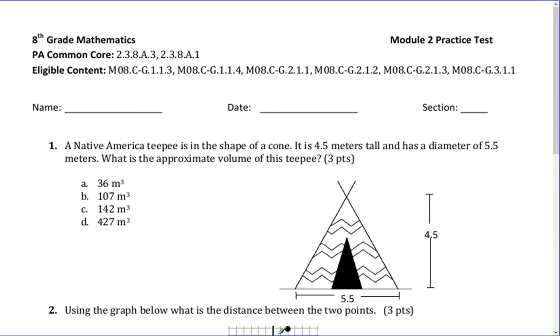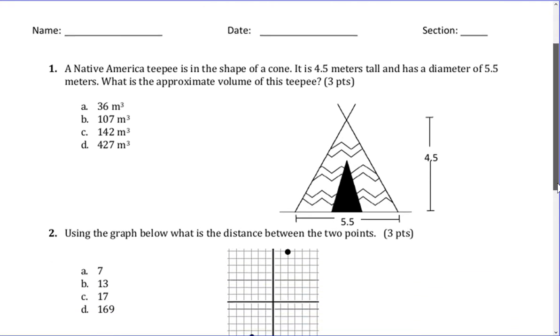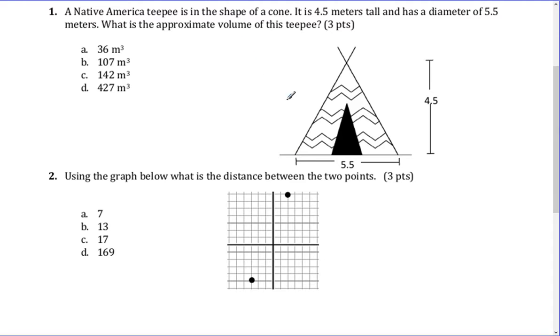So, Module 2 is all about Pythagorean theorem, so I would expect every single one of these problems to be about Pythagorean theorem in some form, shape, or another. So, get to it. First one here says, a Native American teepee is in the shape of a cone. It is 4.5 meters tall and has a diameter of 5.5 meters. What is the approximate volume of the teepee?